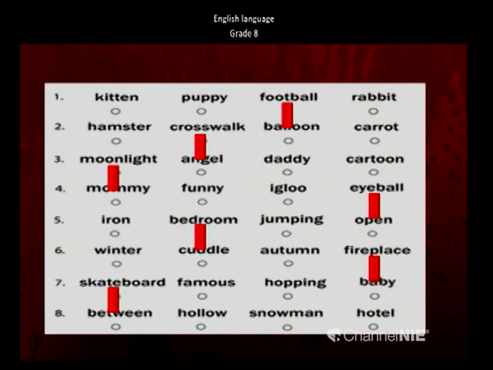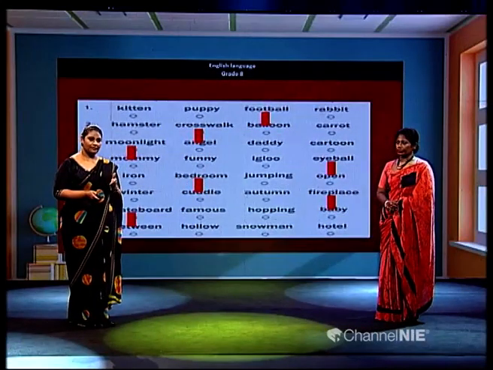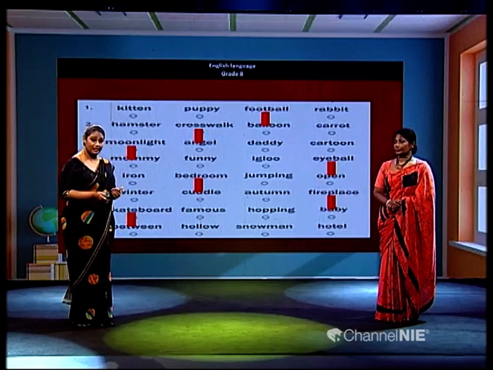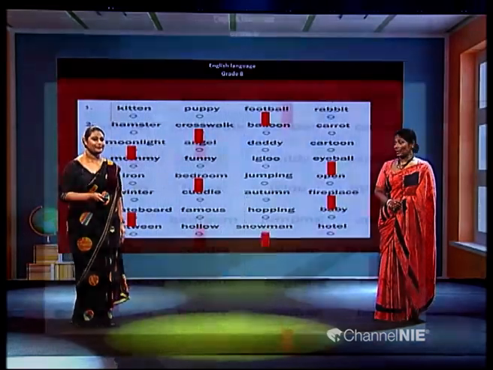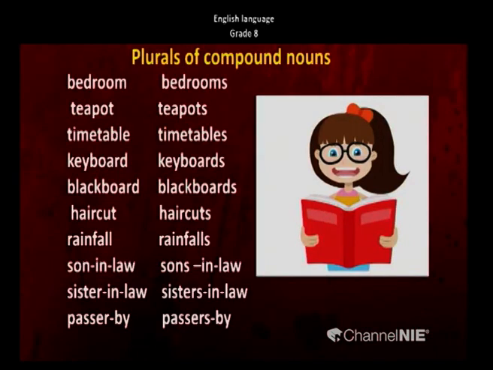Now this is for you to identify what compound nouns are. Between hollow, snowman and hotel is also given. Try that. Is it snowman? That is snowman. You have snow and you have man, and then that makes a compound noun. That is snowman, right? So how do you pluralize compound nouns?